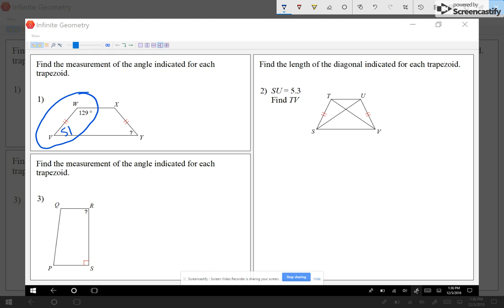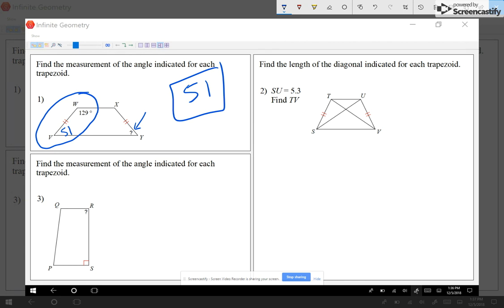Now here I'm asking, find a measure of the angle indicated. We see the question mark there. When we have an isosceles trapezoid, the angles on the left repeat on the right. So the question mark will be 51 degrees. Right? When we have an isosceles trapezoid, the angles on the left are the same as the angles on the right. So that question mark is 51 degrees. Now, let me skip to question number 3.